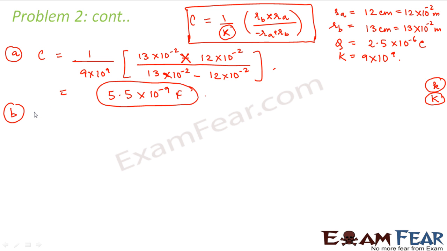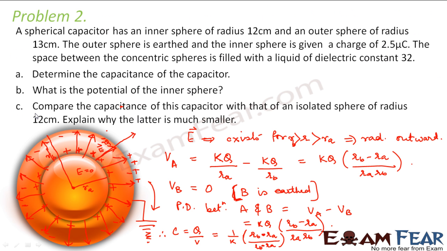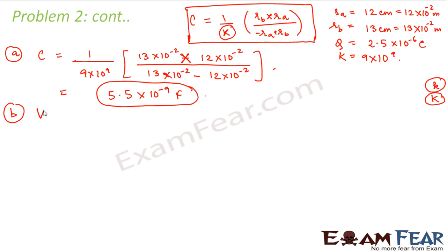So let us calculate the second part now. The second part of the question asks, what is the potential of the inner sphere? That means we have to calculate the value of VA.